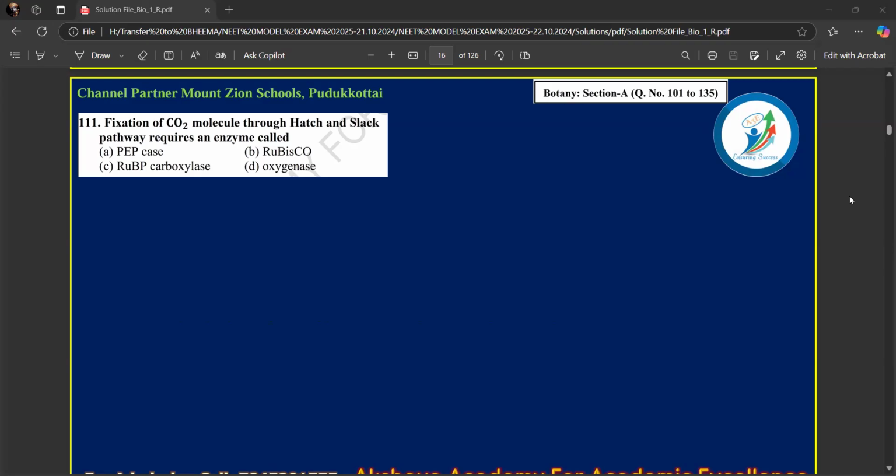So if you remember, in C3 plants there is a problem. Because of change in temperature and high oxygen concentration, the oxygenase part of the rubisco starts fixing oxygen, resulting in photorespiration. To solve this, the plant developed an evolutionary method to shift the dark reaction from the mesophyll cell to the bundle sheath cell.